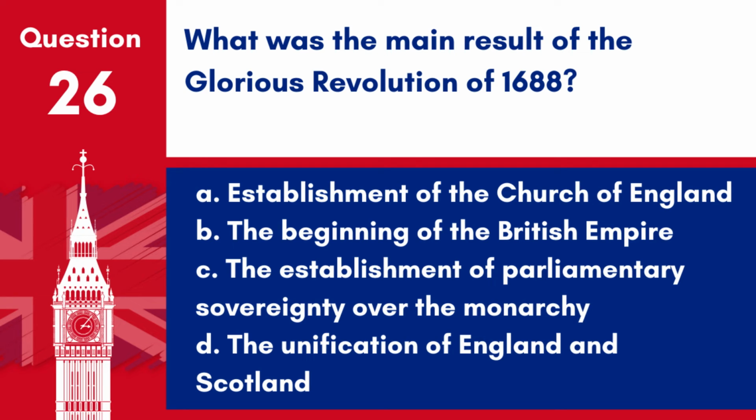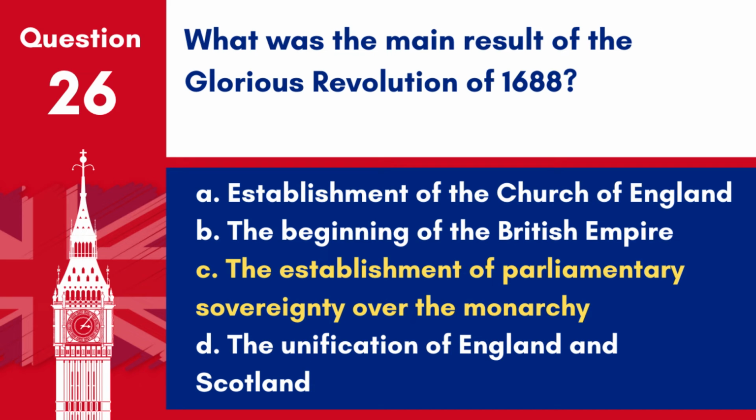What was the main result of the Glorious Revolution of 1688? A. Establishment of the Church of England. B. The beginning of the British Empire. C. The establishment of parliamentary sovereignty over the monarchy. D. The unification of England and Scotland.